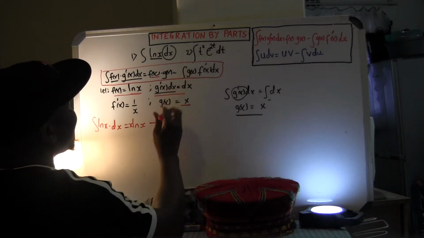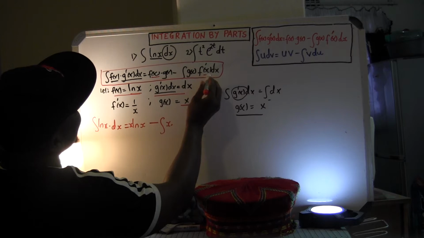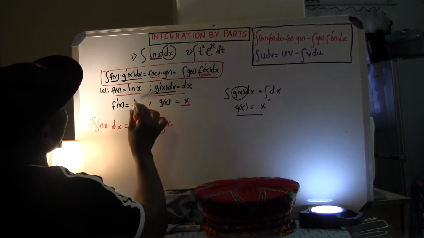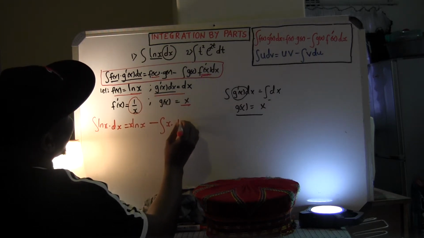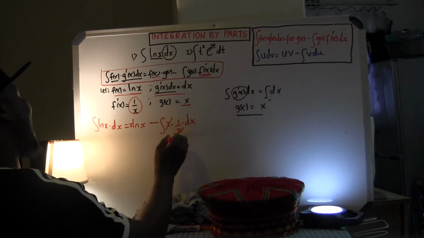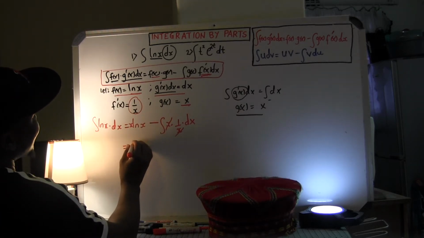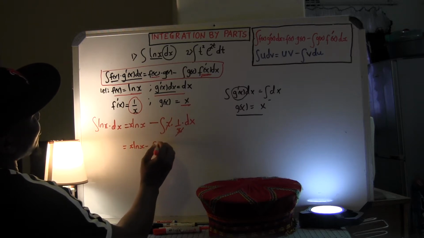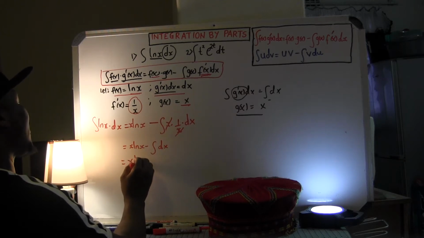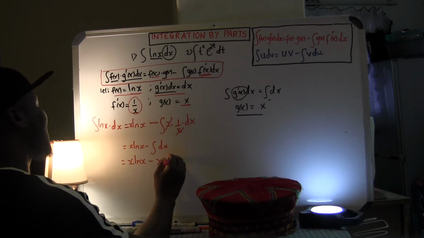And then minus the integral of g of x, where g of x equals x, multiplied by f prime dx. What is f prime? 1 over x, dx. So x and x cancel. Now this gives us x ln of x minus the integral of 1 dx. When you integrate dx, you get x, and then we add a constant.